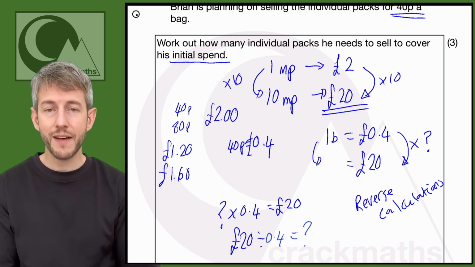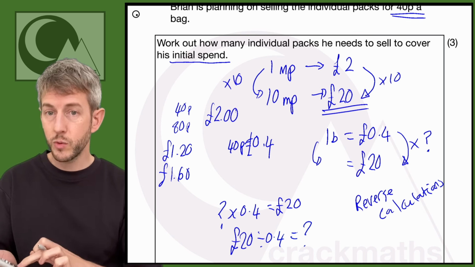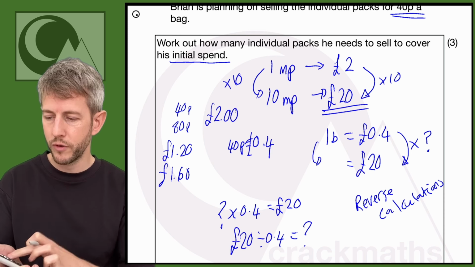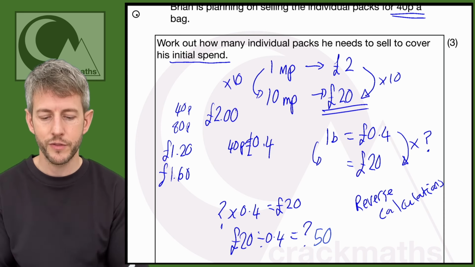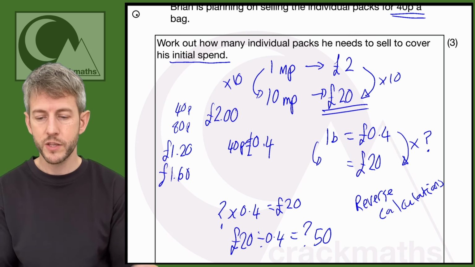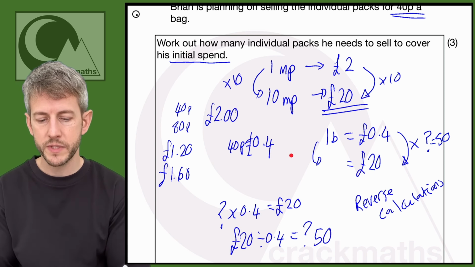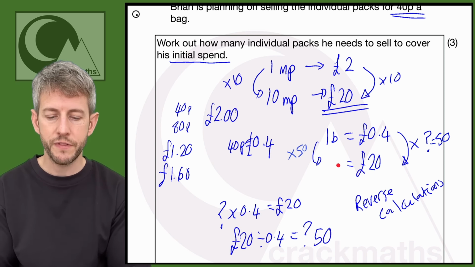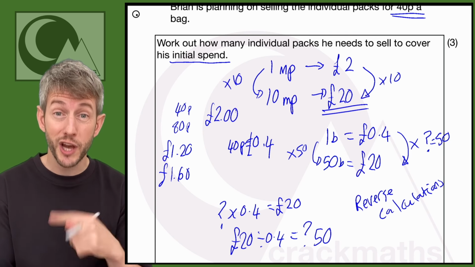Okay, so let's have a look at this. I can do this on my calculator because this is a calculator paper. 20 divided by 0.4 equals 50. Great. So here we go. This equals 50. So it's going to be 50 bags. So this value here equals 50, and that means we times this by 50 as well. So it's 50 bags.